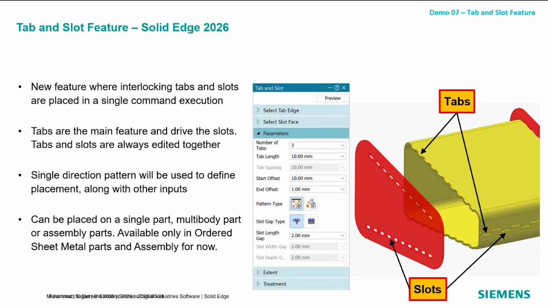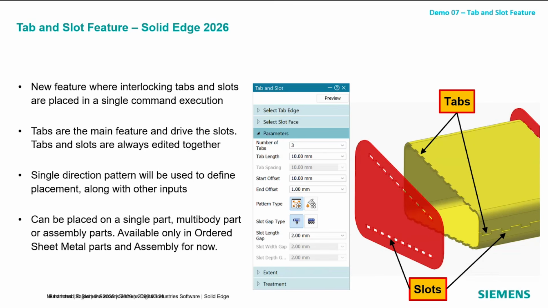One of the key advantages of this feature is the ability to edit the tabs and the slots together, and this ensures consistency and efficiency. Users can also utilize a single direction pattern for defining the placement, as well as a few other input options for customization. Now, currently, this feature is applicable to single parts, multi-body parts, or assembly parts, however, only in ordered for now.